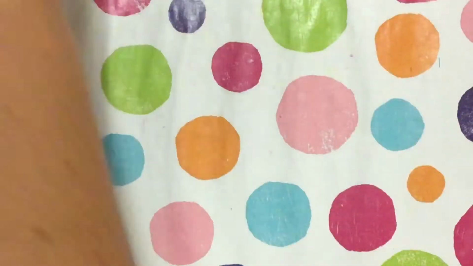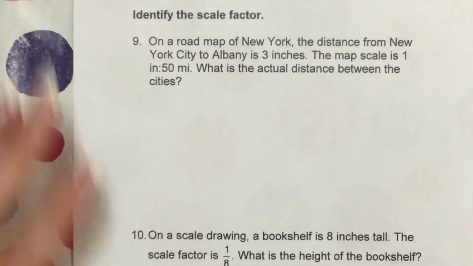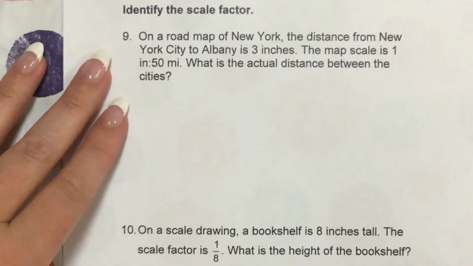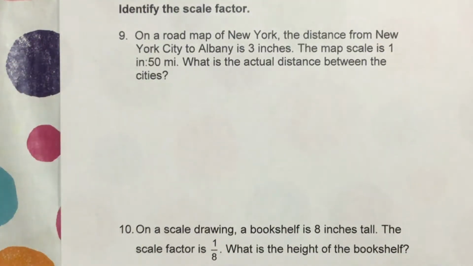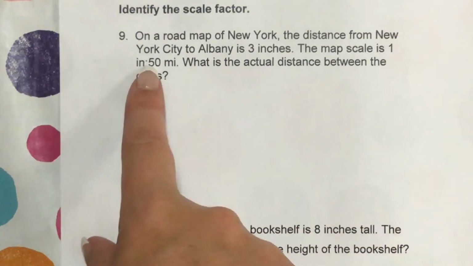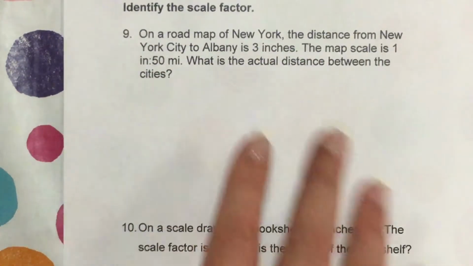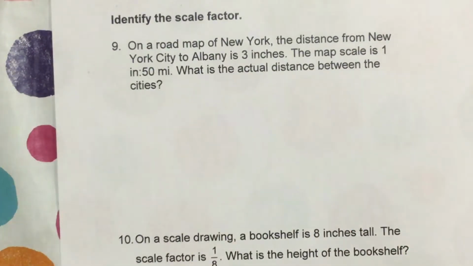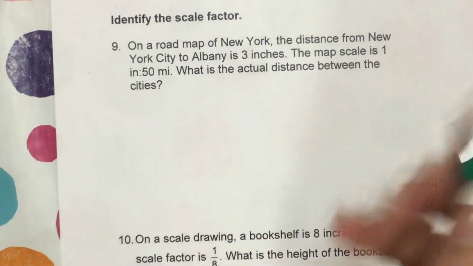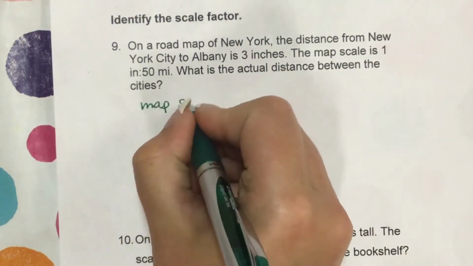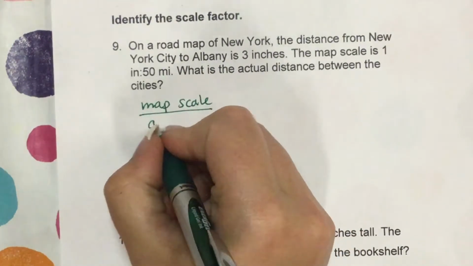Okay, on to the back page. We have problems 9 and 10, and you need to identify the scale factor. So let's go ahead and do 9 together. It says, on a road map of New York, the distance from New York City to Albany is 3 inches. The map scale is 1 inch is equal to 50 miles. What is the actual distance between the cities? So here we have the map scale and the actual distance. So let's go ahead and write that down. So the map scale over the actual distance.